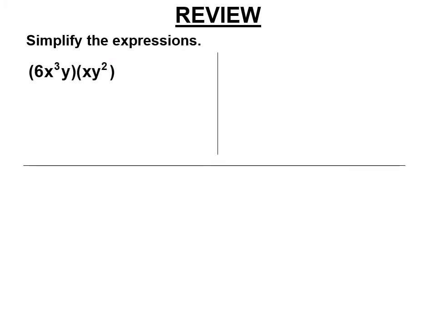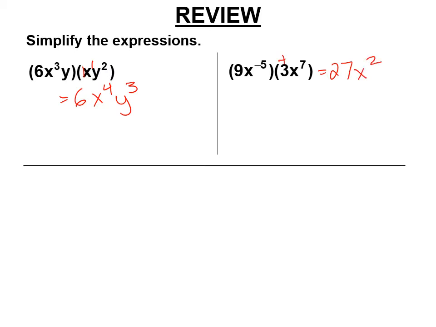There's the coefficient there, so 6 times 1 is 6. Then when you're multiplying powers, you add the exponents, so x cubed times x, x to the fourth, y times y squared, y cubed. 9 times 3 is 27. x to the negative fifth times x to the seventh, you add the exponents, you get x squared.